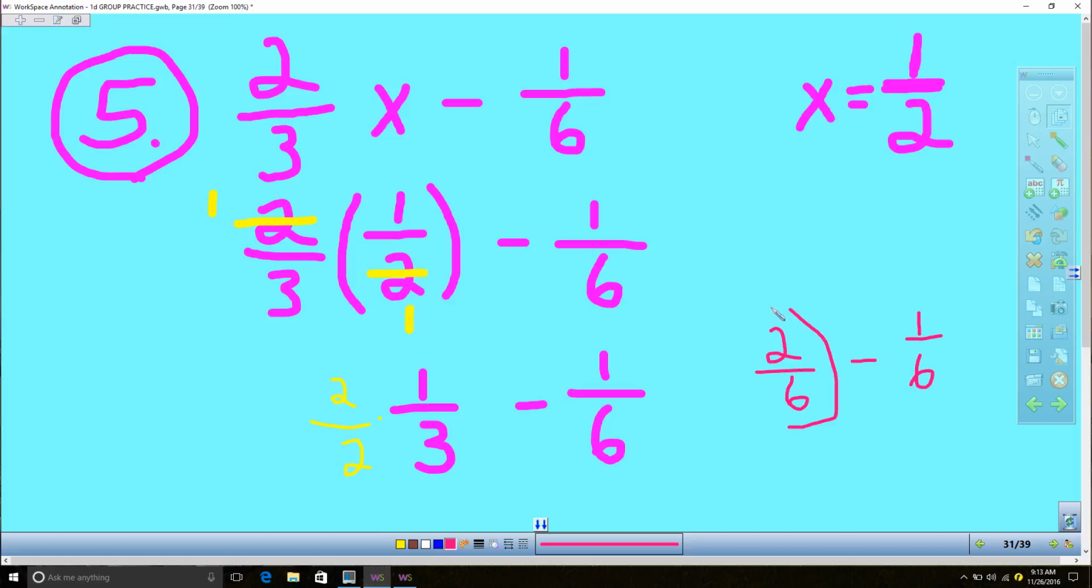Now, 2/6 doesn't look like 1/3, it doesn't sound like 1/3, but it has exactly the same value, because notice here, all I did was raise 1/3 to higher terms by multiplying by 2 over 2. 2 over 2 is the same as 1. Therefore, I didn't change the value of the fraction. So 2/6 has exactly the same value as 1/3. Now I can subtract, if you subtract 6 from 6, you get 6, and then 2 take away 1 is 1. So the answer is 1/6.